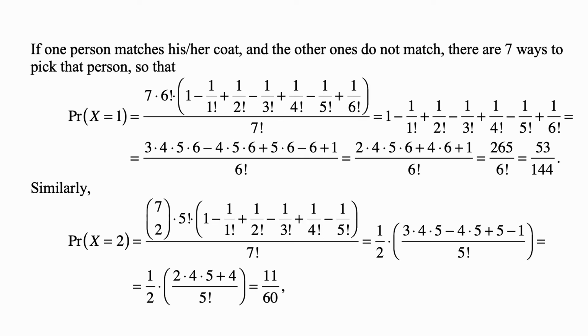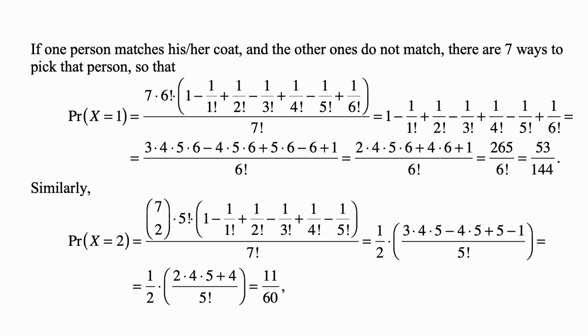If one person matches his or her code and the other ones do not match, there are 7 ways to pick that person, so the probability of x is 1 is 7 times 6 factorial times 1 minus 1 over 1 factorial plus 1 over 2 factorial minus 1 over 3 factorial and so on up to 1 over 6 factorial, divided by 7 factorial. Well, this time I just did cancel out the 7 factorial basically, but still the calculation is just as tedious, and after the calculation we eventually get 53 over 144.